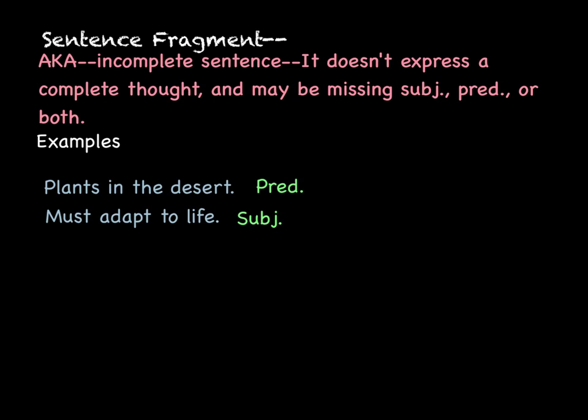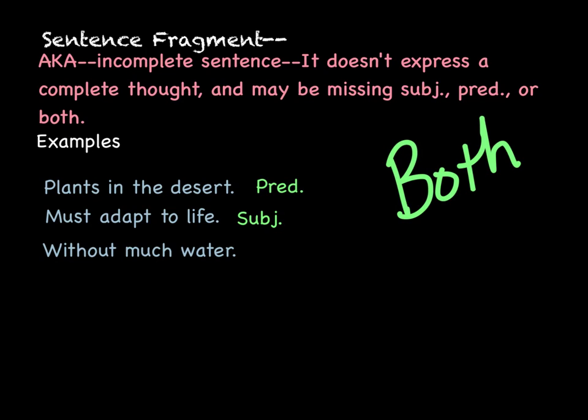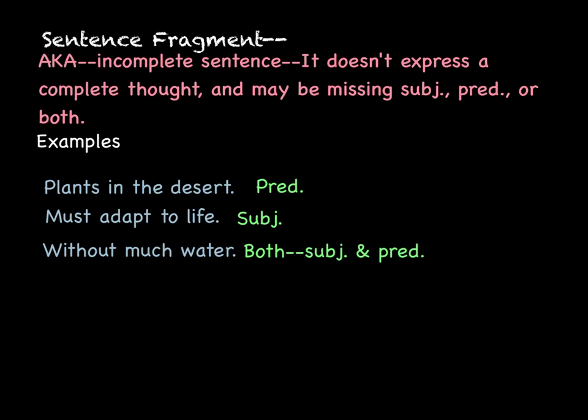In the last example, without much water, what is missing? Well, it's missing both. What is without water? What or whom needs water? So it's missing a predicate and a subject.